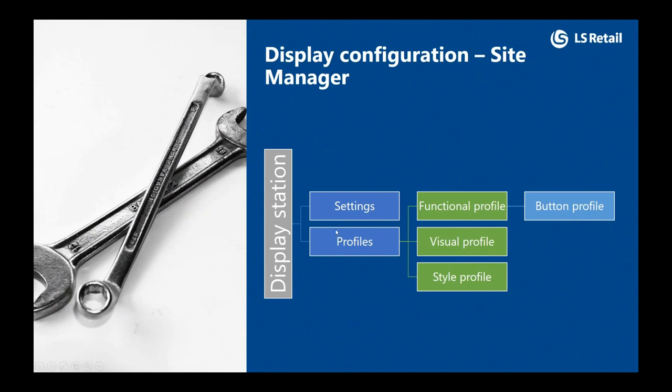Just a short mention of how you set up the kitchen display stations in the site manager. You set up some settings, and then you have some profiles where you can set the functional profile, which dictates which operations you can have on the display. You set up the visual profile if you want to have a button panel or not, and the style profile. I will go more into detail on this in the demo.